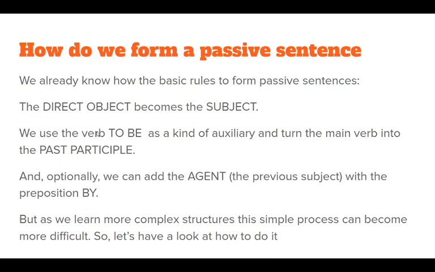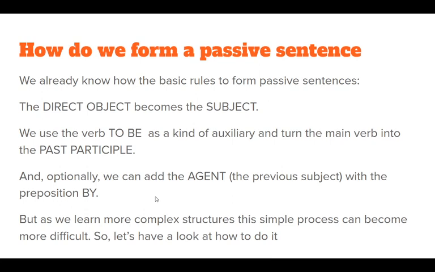And then we have to use the verb to be as a kind of auxiliary, and then we turn the main verb into the past participle. And optionally, the subject of the active sentence can be eliminated, or otherwise we can add it at the end, introduced by the preposition by.